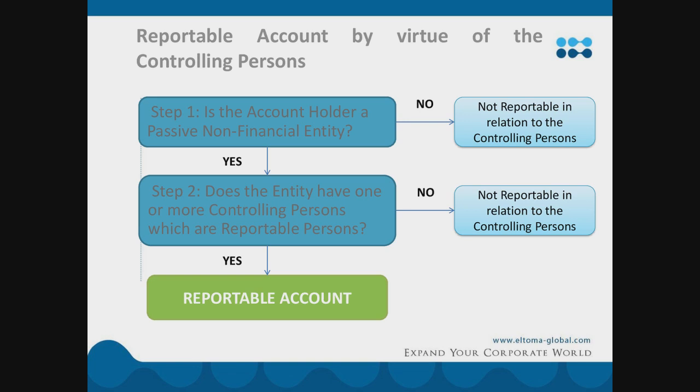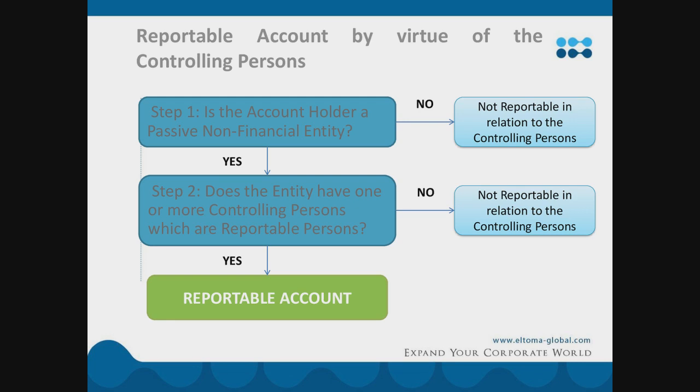So again, we have a two-step algorithm, which you can see on the slide. It is worth noting that regardless of whether the financial account is a reportable account by virtue of the account holder, so the first group of reportable accounts, there is the second test in relation to the controlling persons of certain entity account holders. This may mean that additional information is required to be reported in relation to an already reportable account, or that a previously non-reportable account becomes a reportable account by virtue of its controlling persons. The second test can also be broken down into two steps, as you can see on the slide, and the explanations of each step will be provided on the next slides.